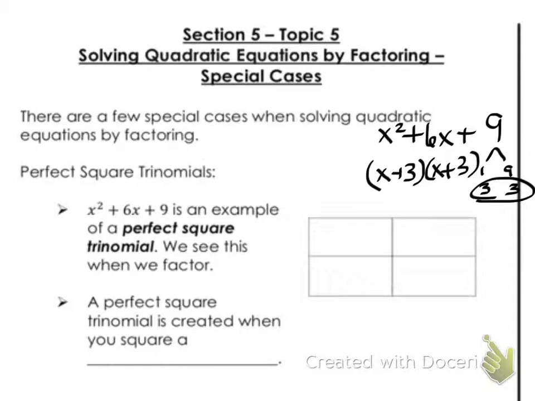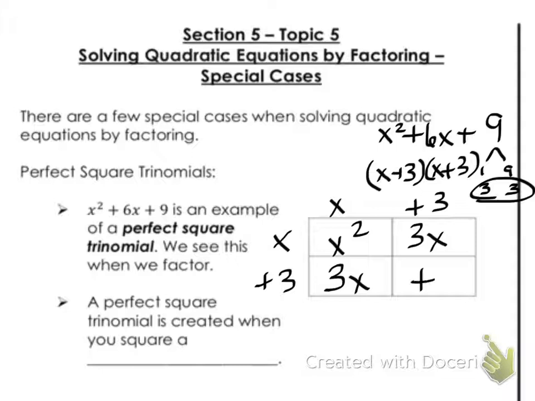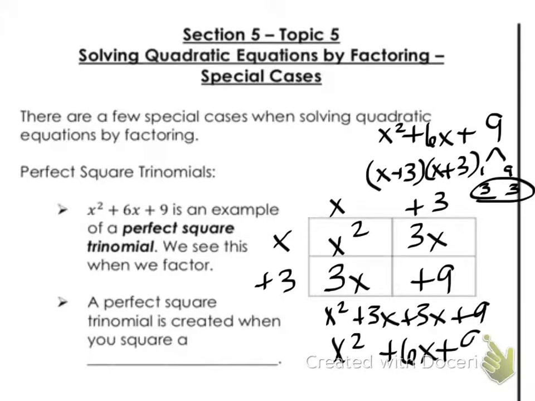We can check this out. If we were to have x plus 3 here and x plus 3 here, that would give us x squared. X times 3 is 3x. X times 3 is 3x here. And then 3 times 3 is positive 9. When we write this out, we end up with x squared plus 3x plus 3x plus 9. We now see that this is going to be, after combining like terms, x squared plus 6x plus 9.